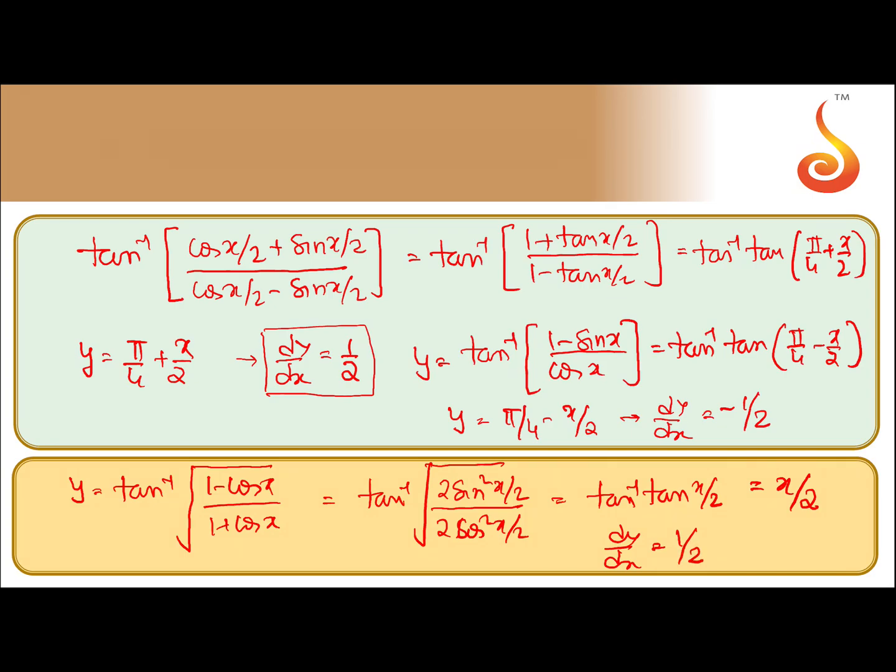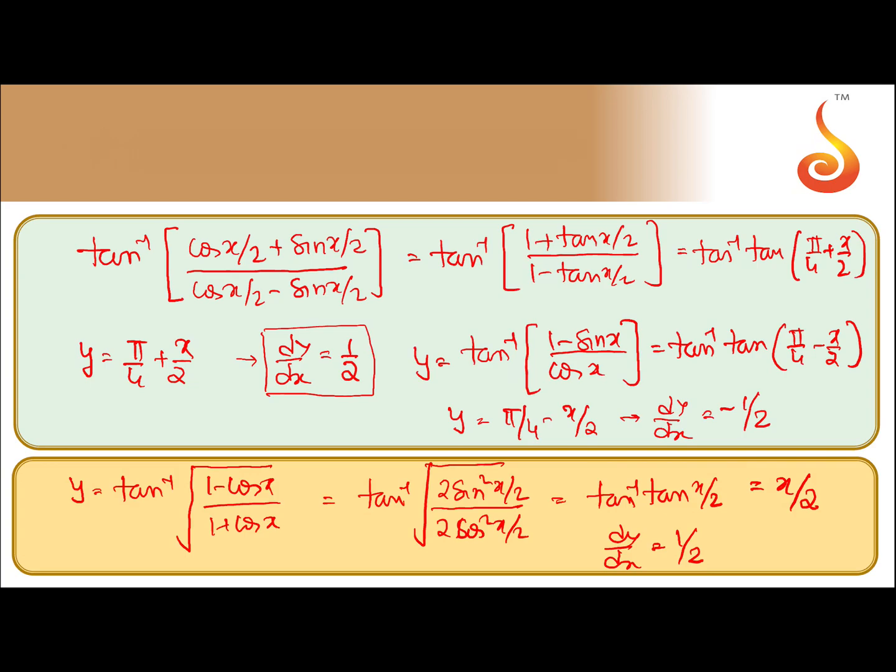So there are three forms. I repeat once again. Tan inverse 1 plus tan x upon 1 minus tan x will give you derivative 1 by 2. Here it is giving you minus 1 by 2. Here you are getting dy by dx as 1 by 2. All three forms are very, very important.